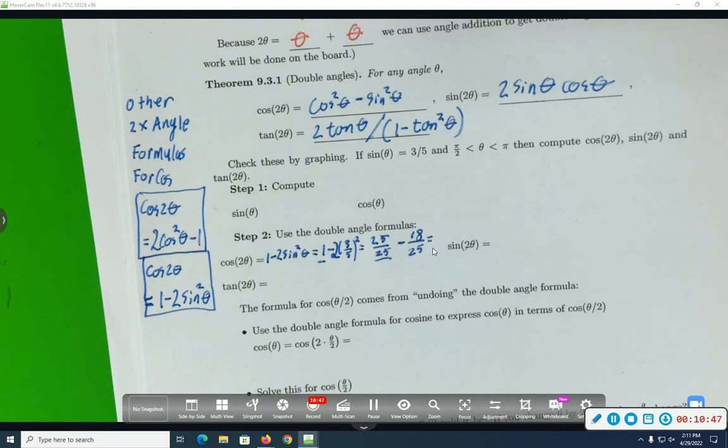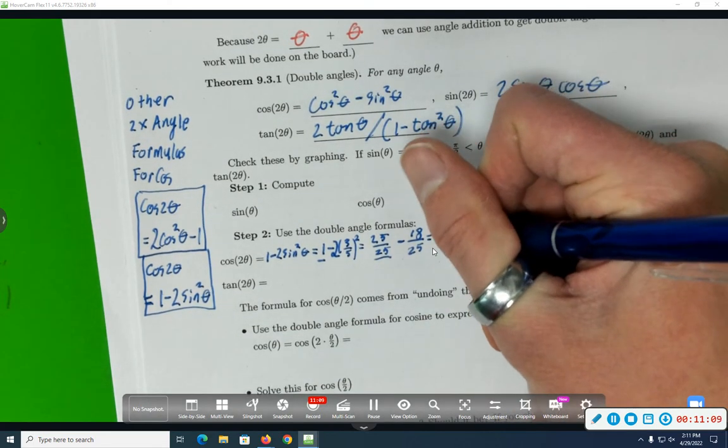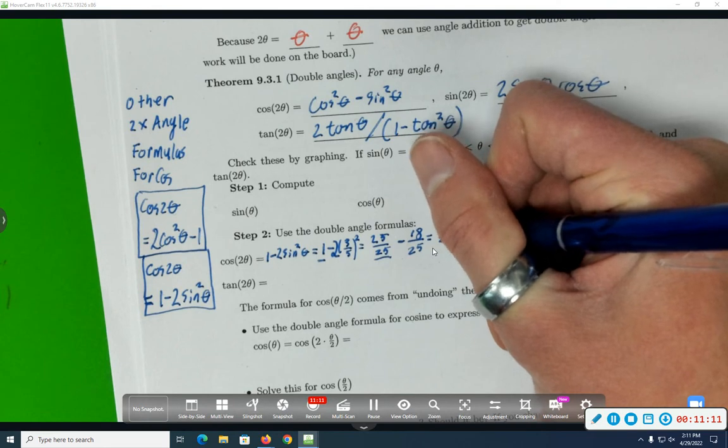Ali, what's the question? I'm just double checking the work, so you don't miss something. Ah, okay. 25 minus 18 is 7, right? Cool. So it looks like this works out to be 7 25ths.